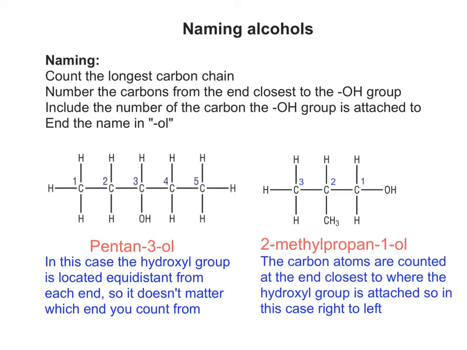So on the left-hand side, it doesn't really matter for pentan-3-ol because the hydroxyl group is equidistant, that is 3 carbons in from either end. It doesn't matter which end you count from. We happen to count left to right this time, but we could count from right to left. With 2-methylpropan-1-ol, the carbon atoms are counted from the end closest to where the hydroxyl group is attached, so in this case right to left, as you can see. So carbon 1 is where the hydroxyl group is attached, and we count along from there.